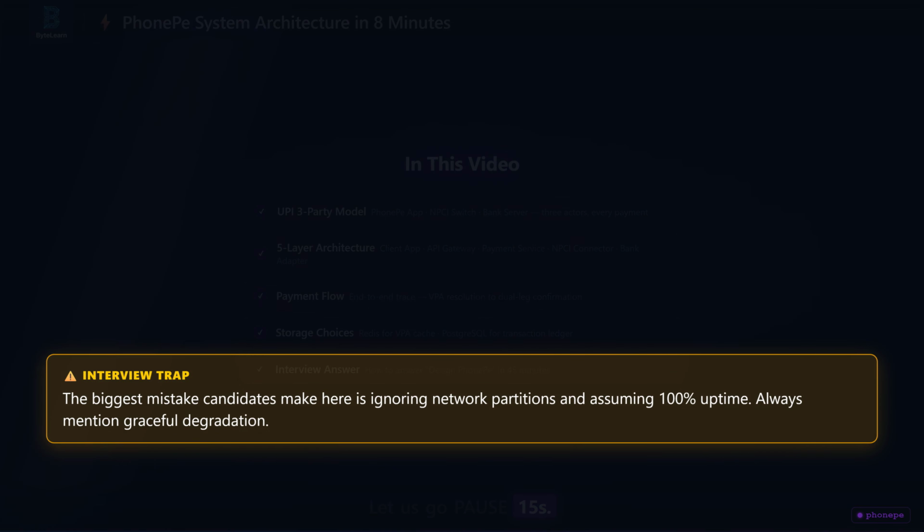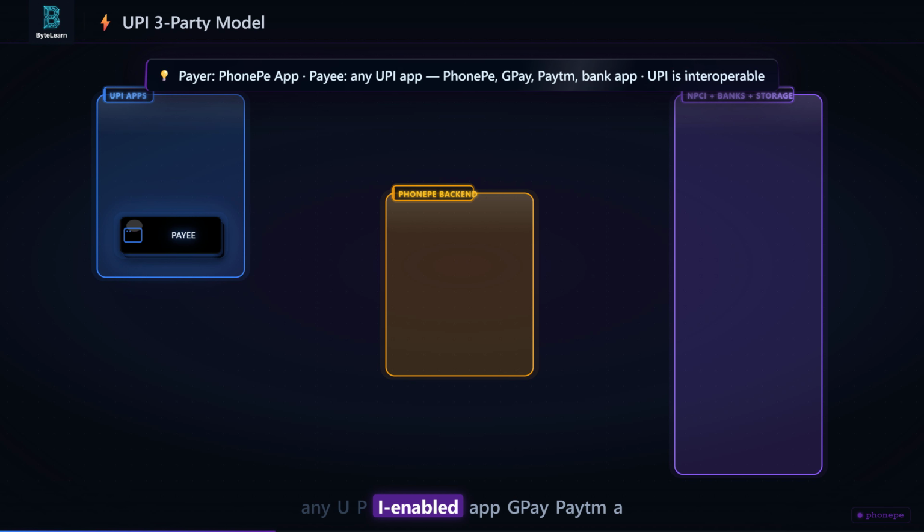Let us go. The UPI ecosystem. The payer uses the PhonePe app. The payer can be on any UPI enabled app, GPay, Paytm, a bank's own app. It does not matter. UPI is interoperable. All apps connect to the same NPCI switch. This is one of UPI's defining design decisions, one rail, all apps.